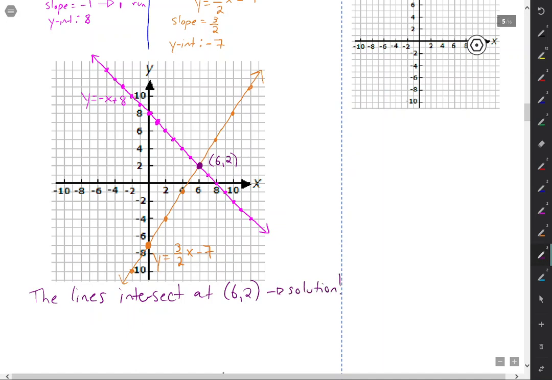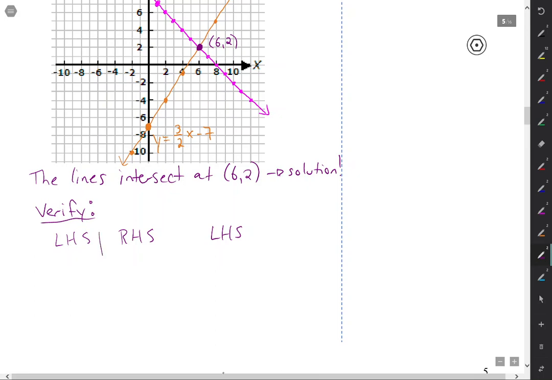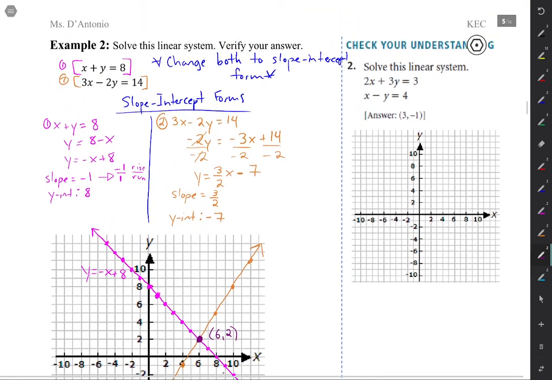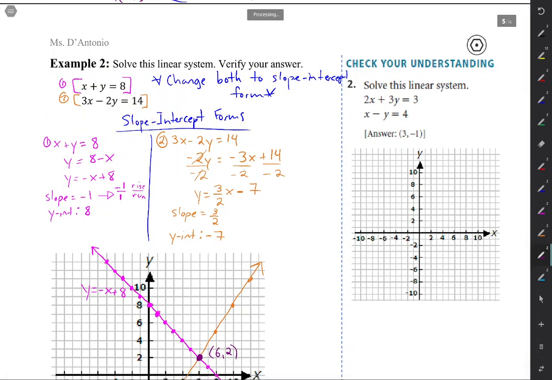And we need to verify that this solution is correct. So right below here, I'm going to put verify. So then we have to do our left-hand side, right-hand side charts for both of the equations. Now, when you're verifying, make sure you use the original equations that they gave you. So don't use these slope-intercept forms. Use the ones that they gave us up here in order to verify, because that's how you'll for sure know you have your answer correct. If you made a mistake in the slope-intercept forms, then you won't know if your solution's actually correct or not.